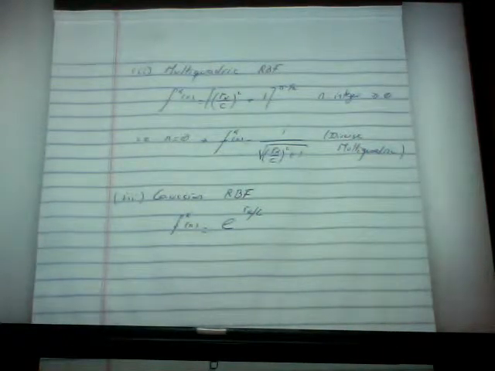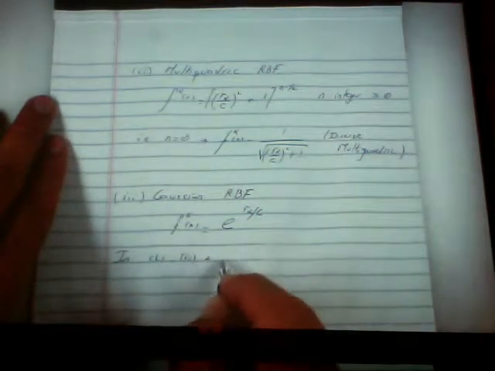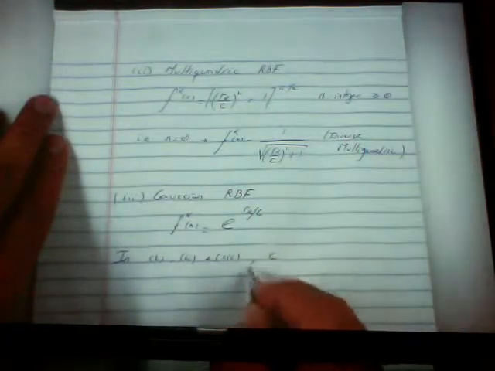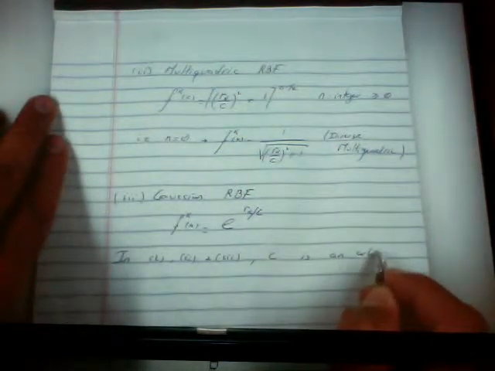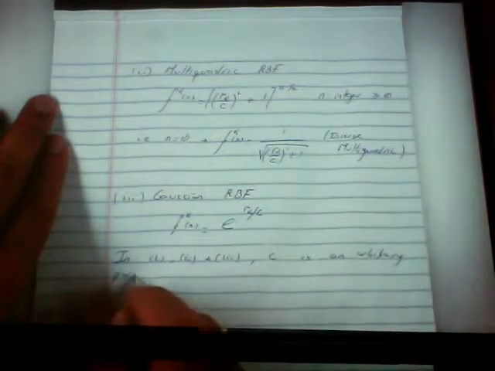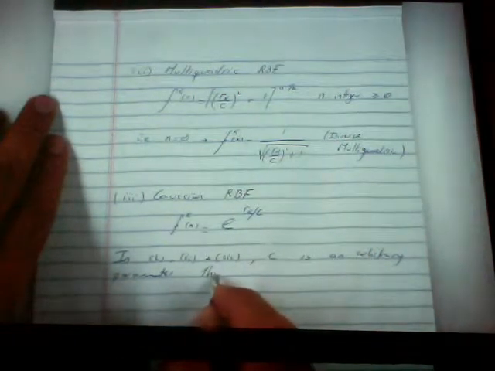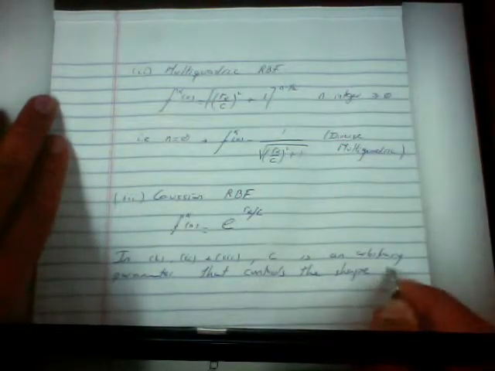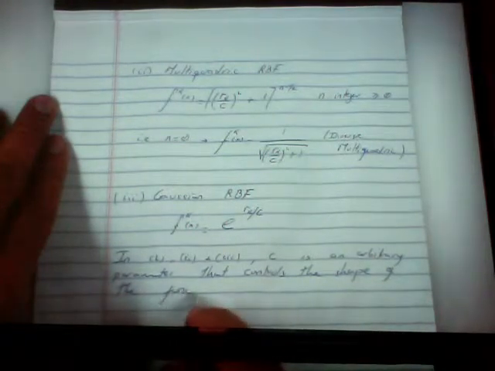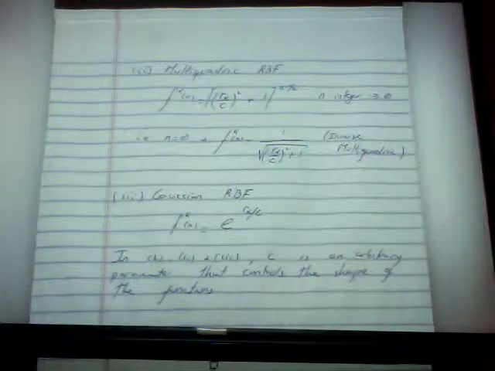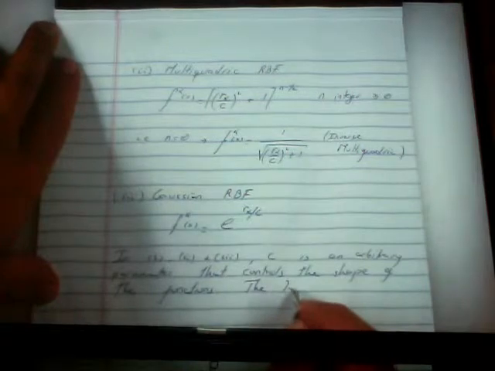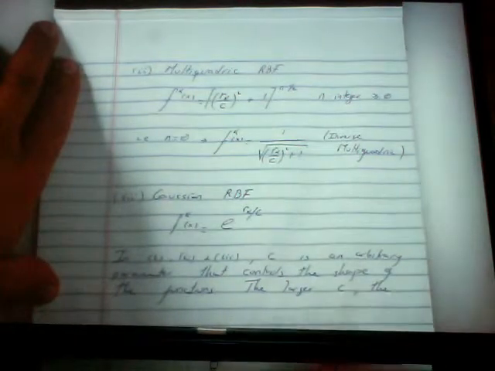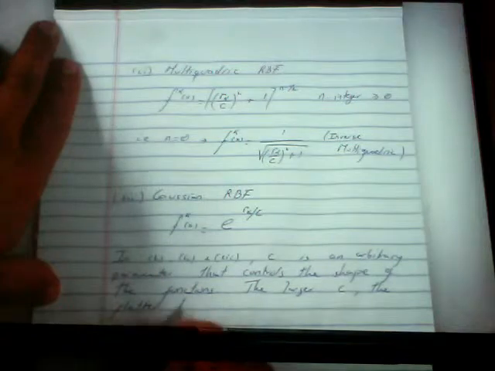All right, so in 1, 2, and 3, c is an arbitrary parameter that controls the shape of the functions. The larger c, the flatter the function. In all cases. The larger c, the flatter the function.